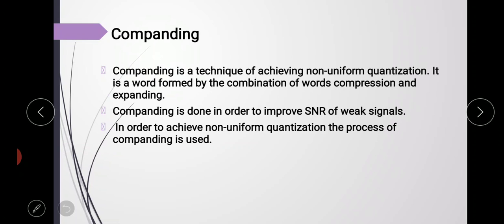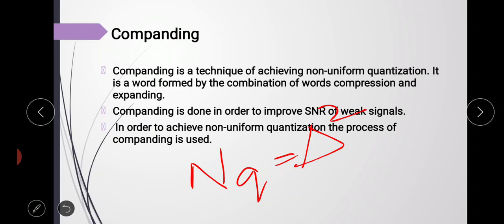Quantization noise is given by NQ equal to delta square by 12. So here this delta is the step size. So for uniform quantization, this delta is constant. So for weak signal, in uniform quantization, the quantization noise increases. But in non-uniform quantization, the step size decreases for weak signal. That's why the quantization noise also decreases. This will improve the signal to noise ratio. Okay.